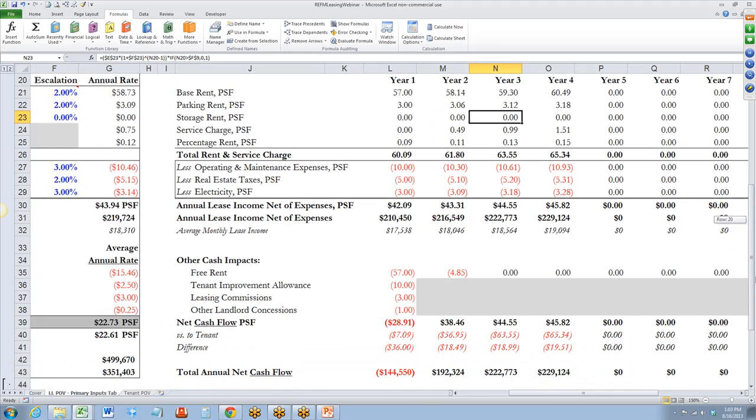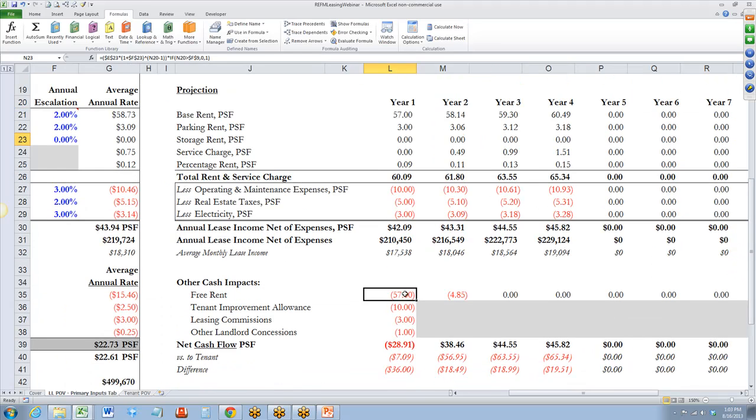When we take a look at our projection and look at these year one or base year dollar amounts, we see this was our net cash flow, or the investment year for us as landlord. And then as we go forward, we simply take the net of that annual lease income net of expenses and then any other cash impacts on a going forward basis. Because we did have 1 month in year two, remember we had 13 months of free rent, this free rent does flow through here, so there is a slight deduction, but then going forward, the dollar amounts are a match to those in row 30.